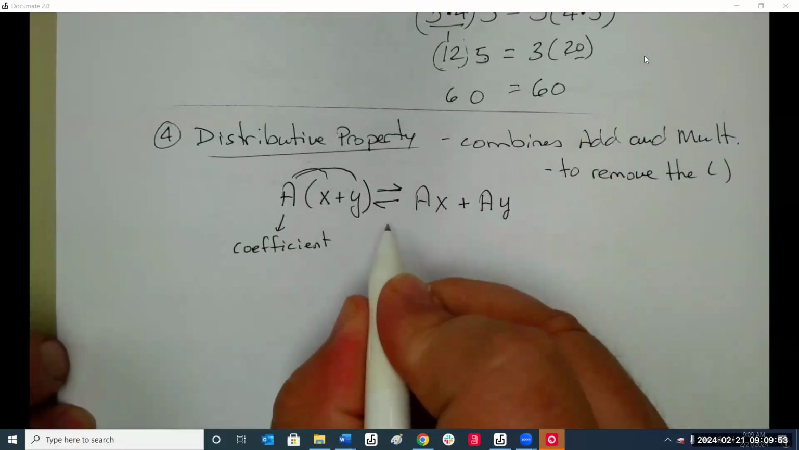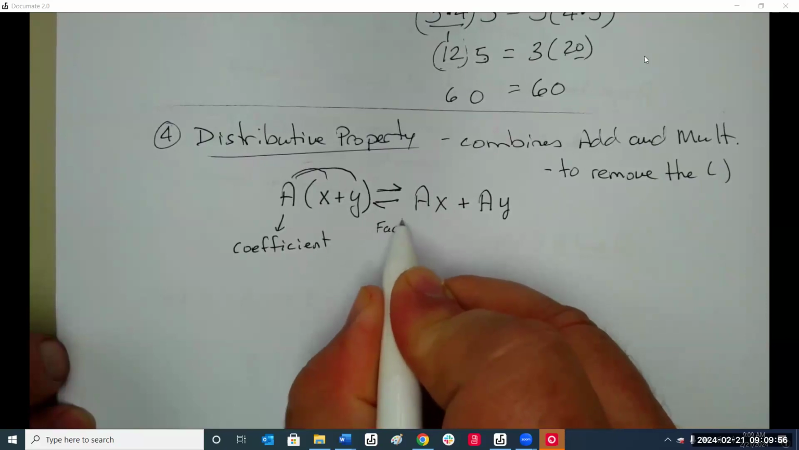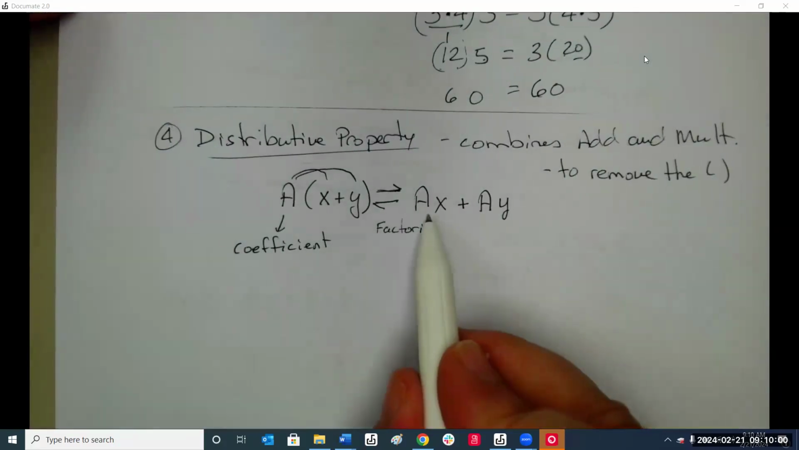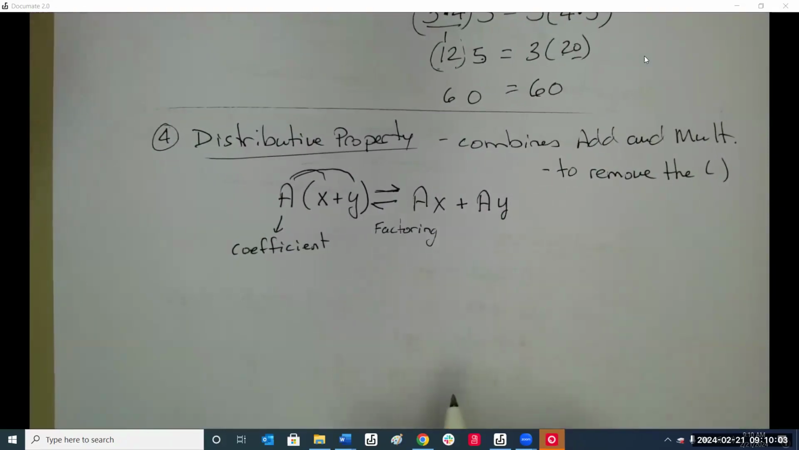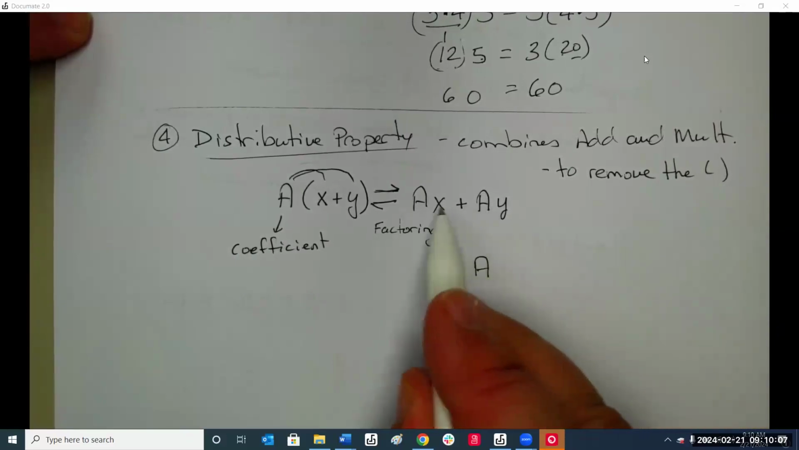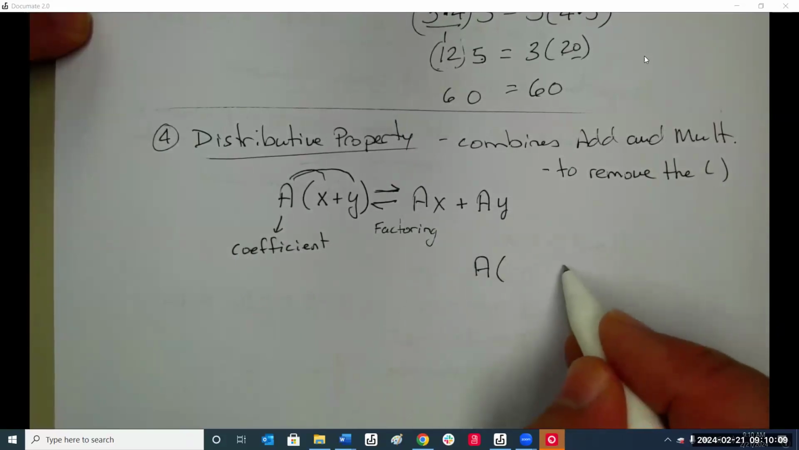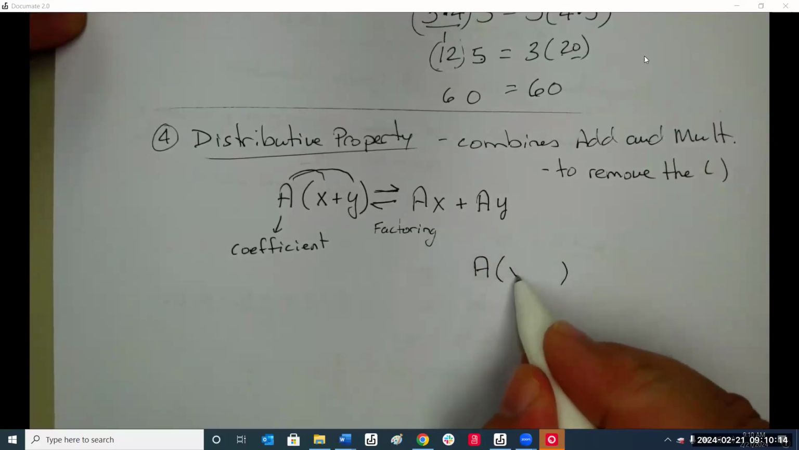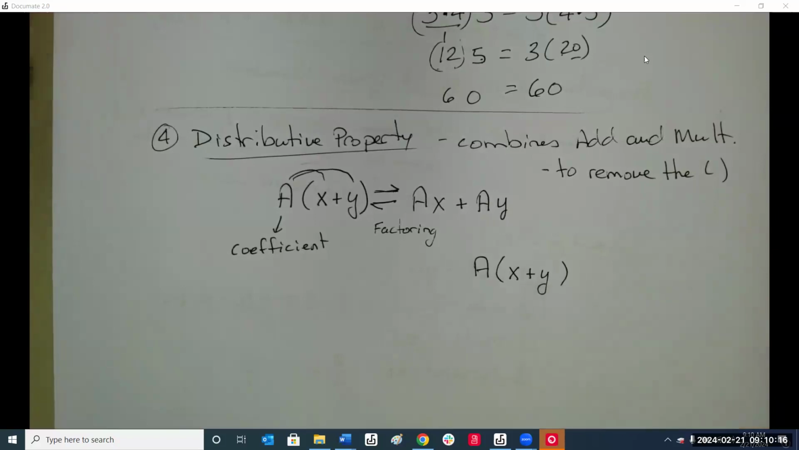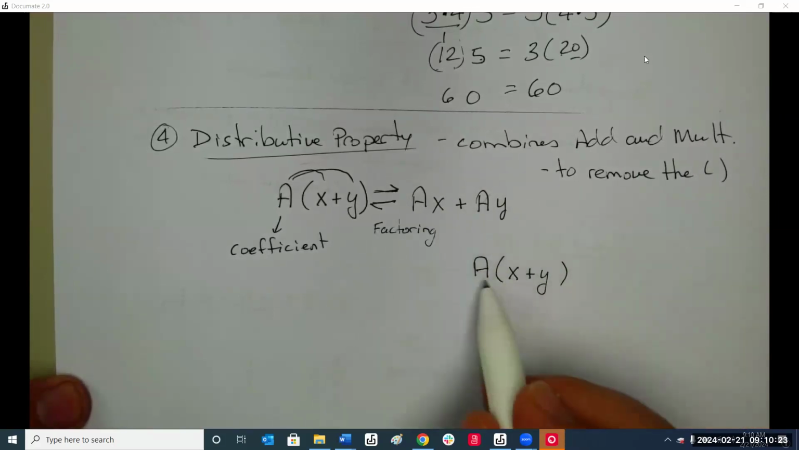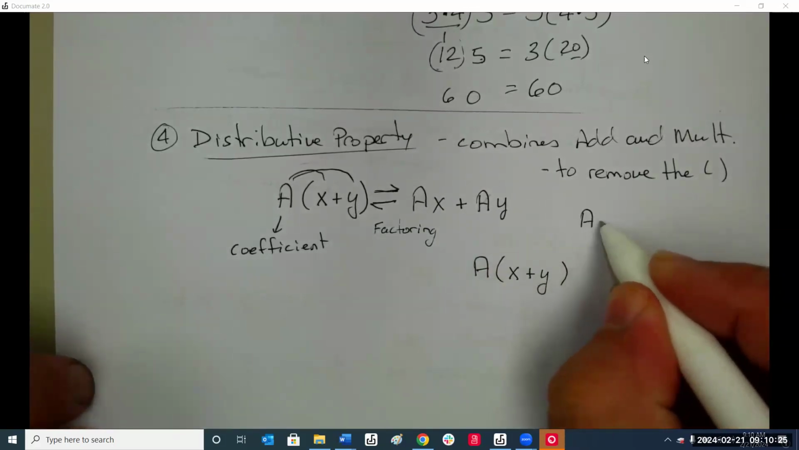We can also go backwards, which is called factoring. What do AX plus AY have in common? They both have an A. If I take out the A from both of these, whatever's left over goes inside parentheses. What's left over? Yeah, the X, the plus, and the Y. Once I take out the A, it's gone.